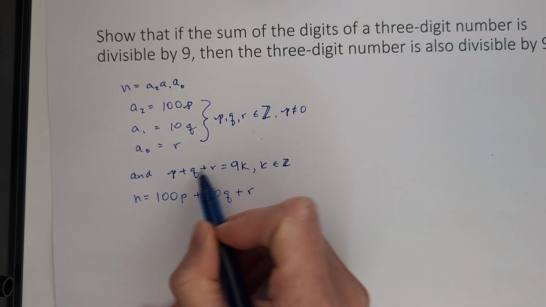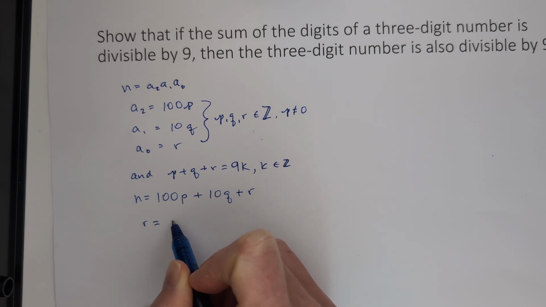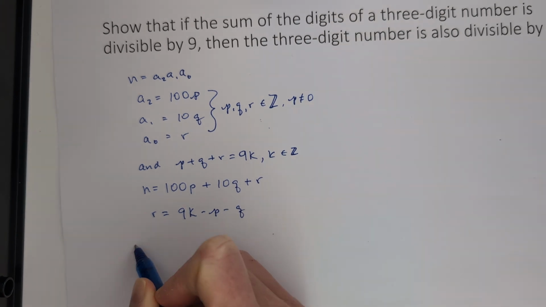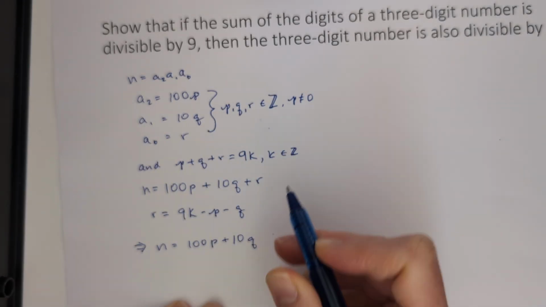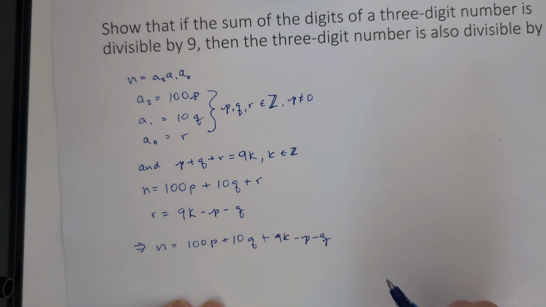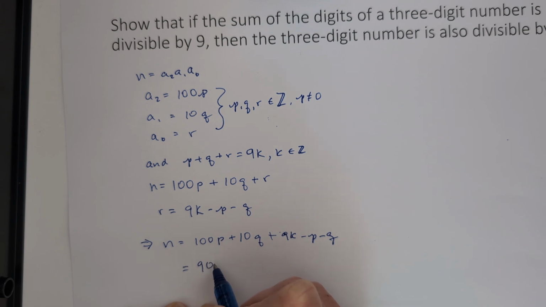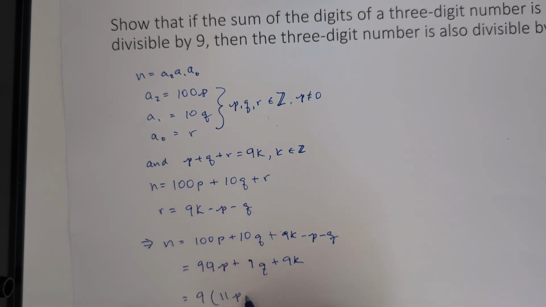So knowing this, I'm going to take that and keep writing logical steps. I could say R, for example, is equal to 9k minus P minus Q. And then I could substitute that in. So n is 100P plus 10Q, this is by the first statement where we've defined our number, plus R, which is 9k minus P minus Q. And if you keep going and following these logical steps, then this is equal to 99P plus 9Q plus 9k, which I can factor out: 9 times (11P plus Q plus k).